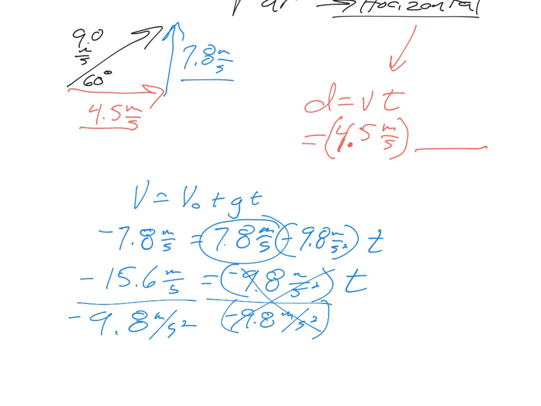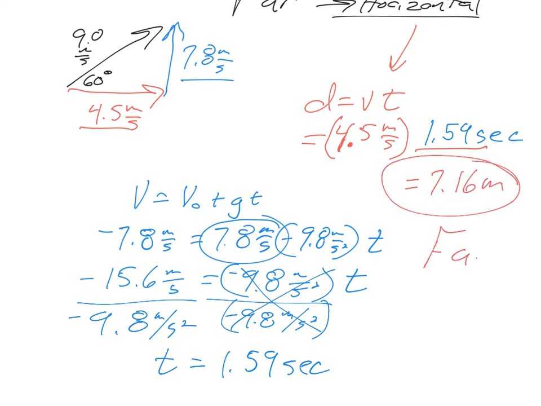I know my answer is going to be positive. I get a time of 1.59 seconds. I can put that here right now, 1.59 seconds. And when I times that by my original 4.5 velocity, I get 7.16 meters, and that's how far. Woo woo, woo woo.